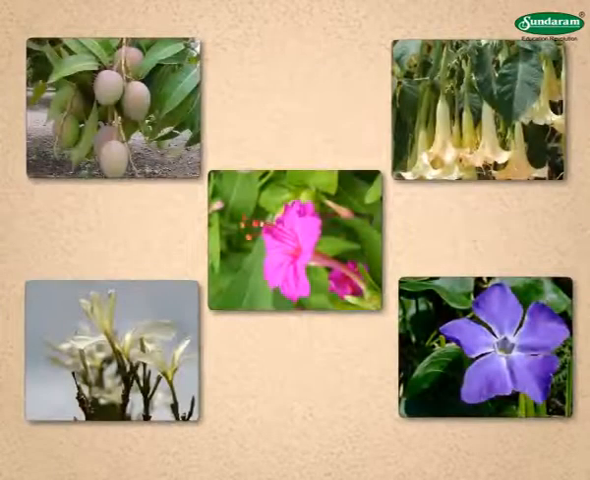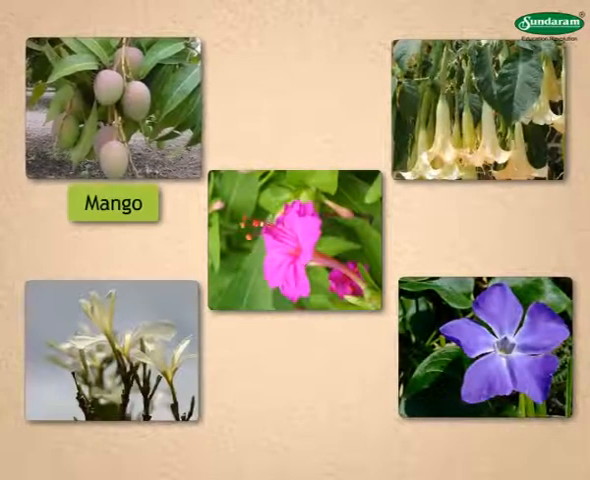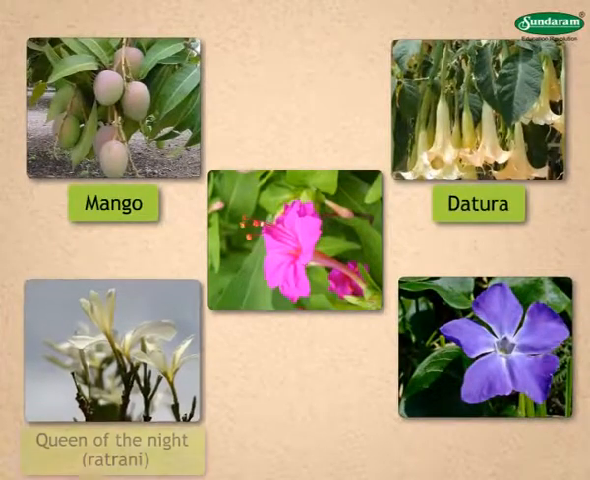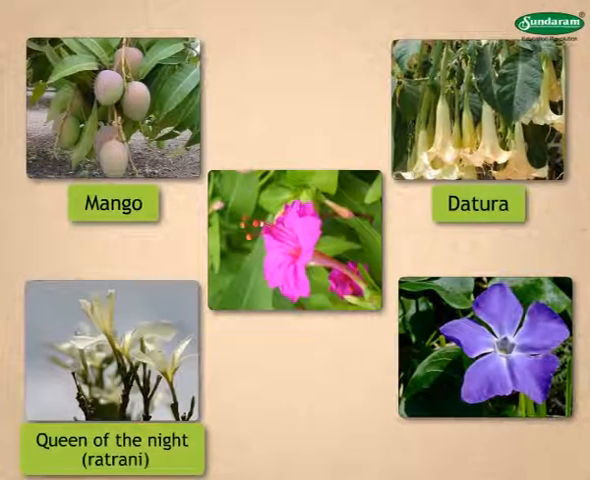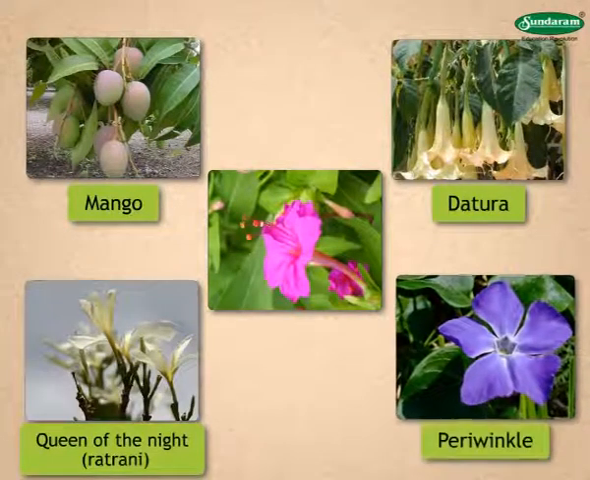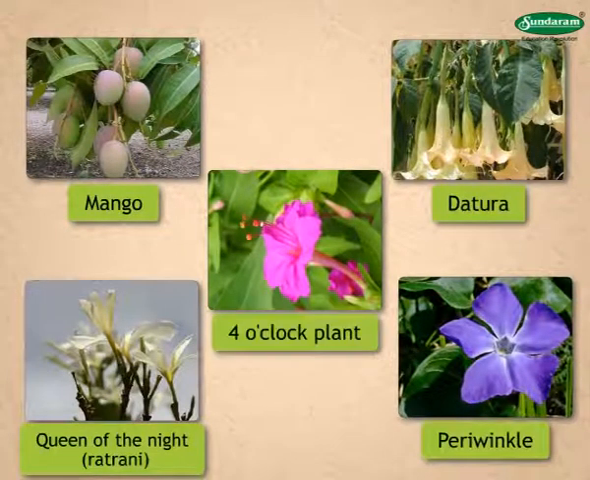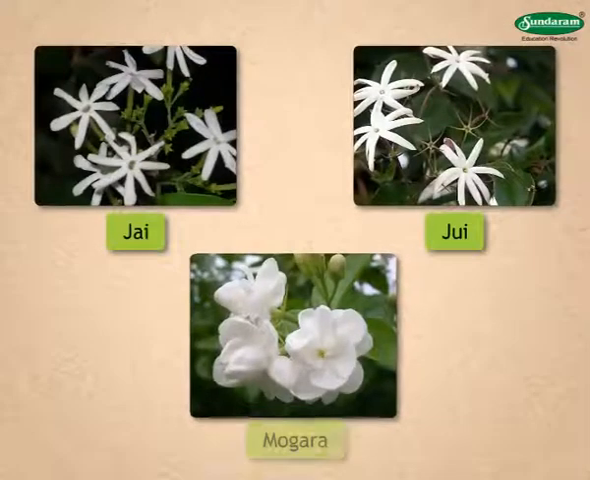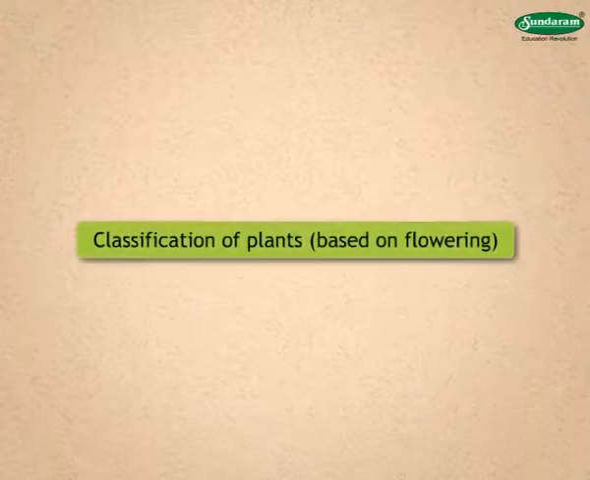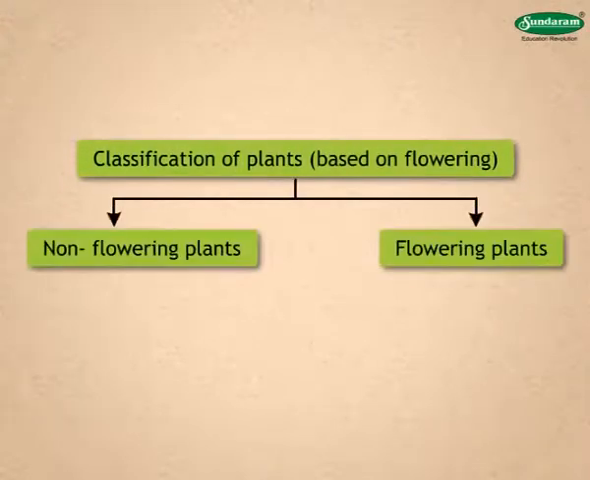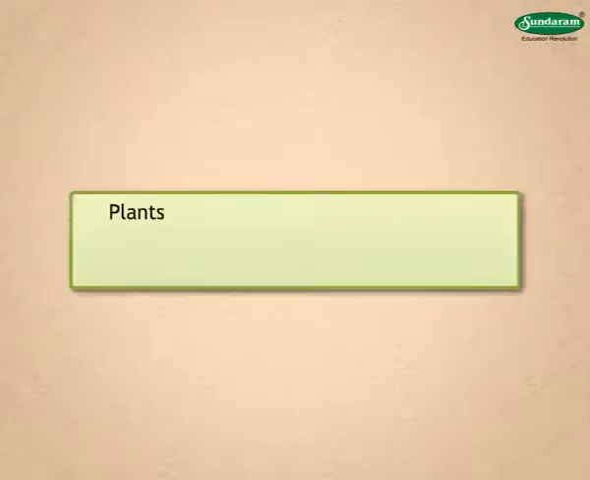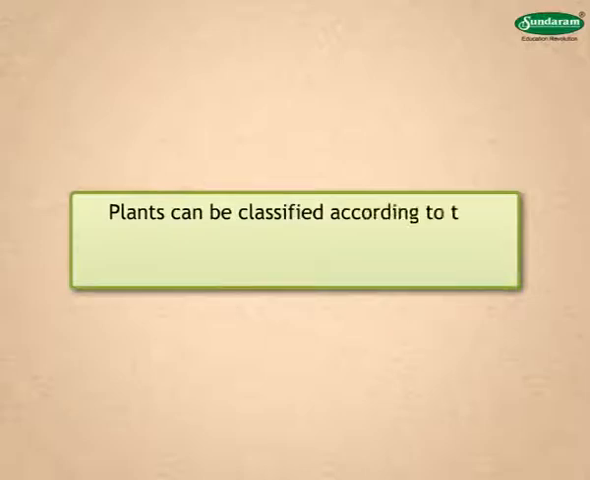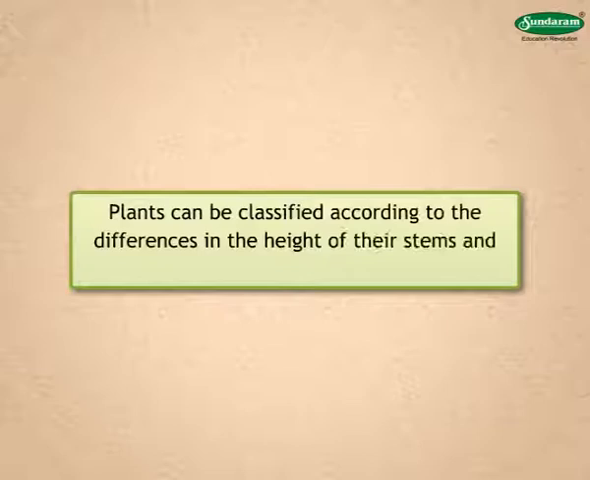Other examples of flowering plants are mango, dhatura and queen of the night, or Ratrani, periwinkle, the 4 o'clock plant, jasmines like jai, jui, mogra. Classification of plants based on flowering. Plants can be classified according to the differences in the height of their stems and their branches.